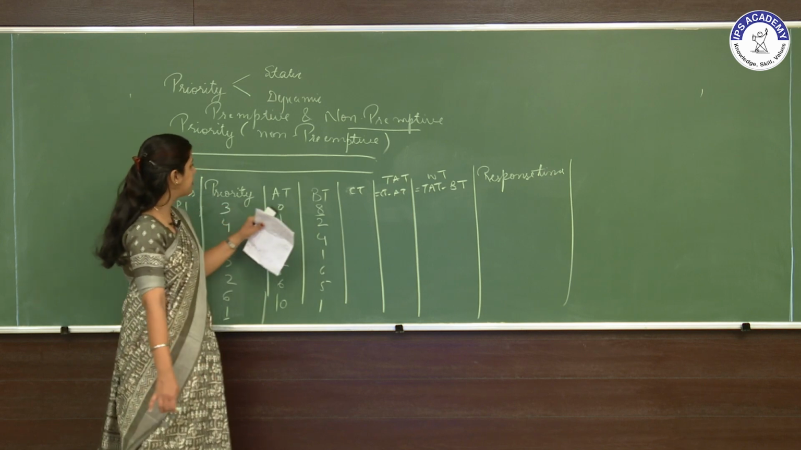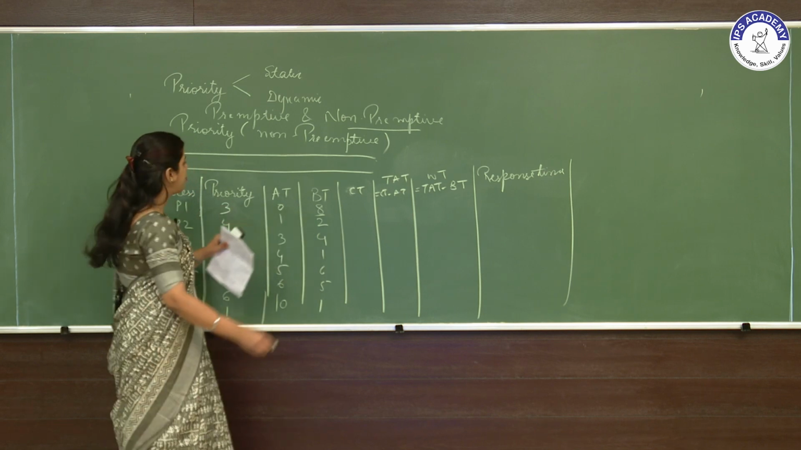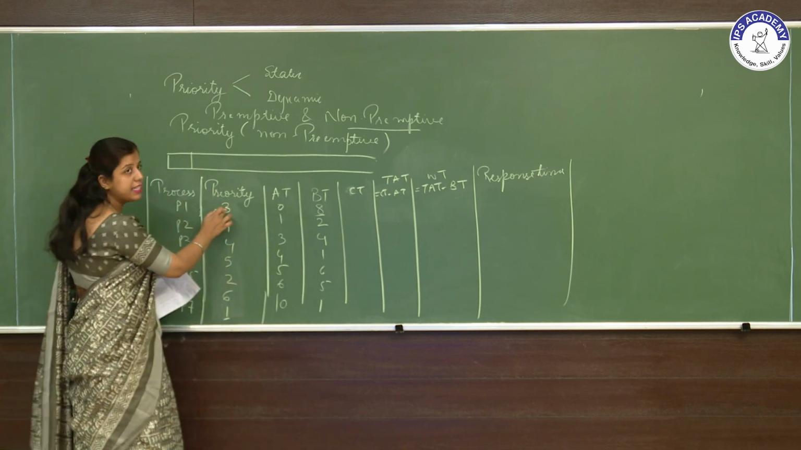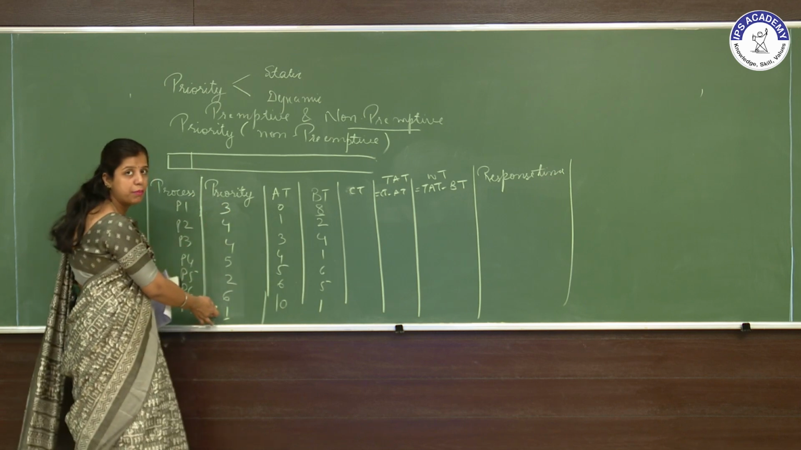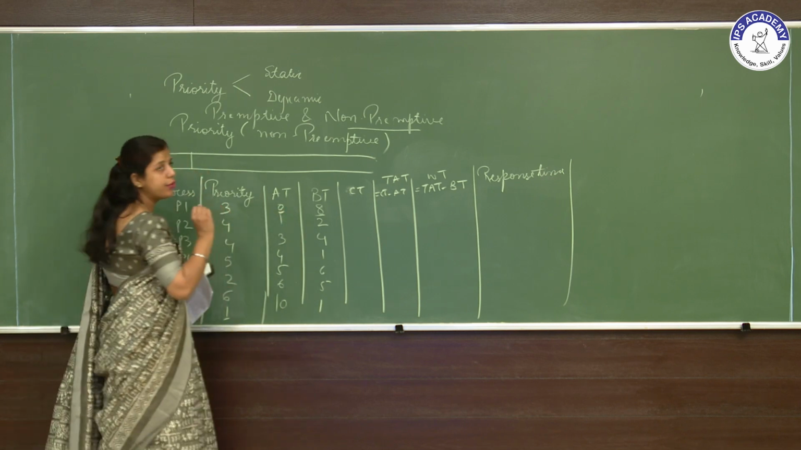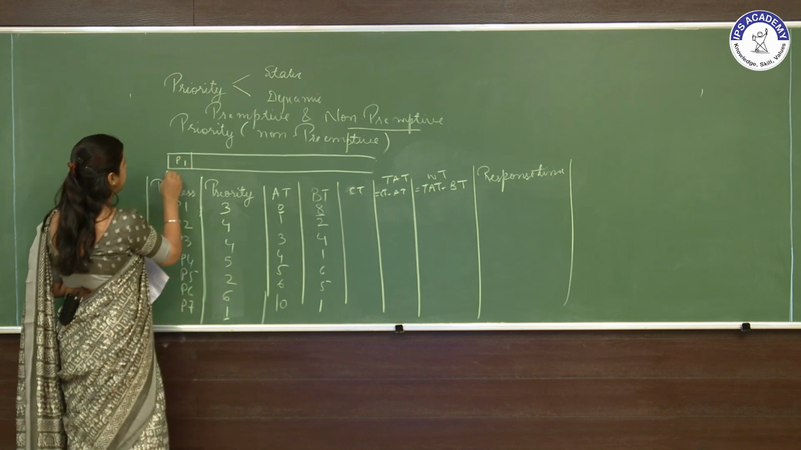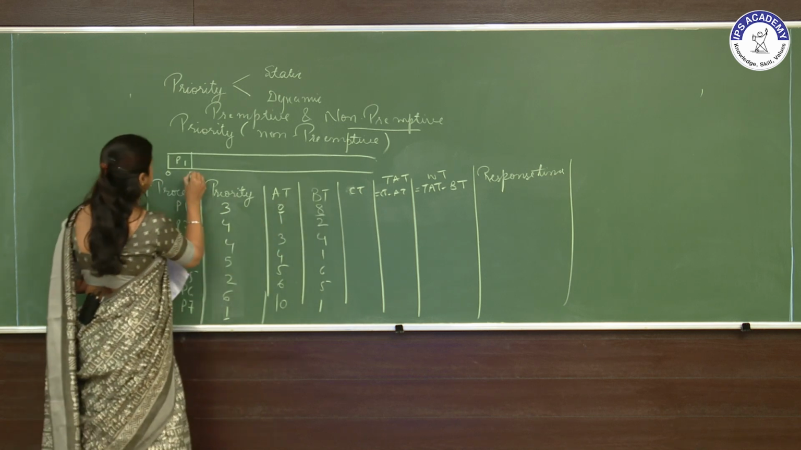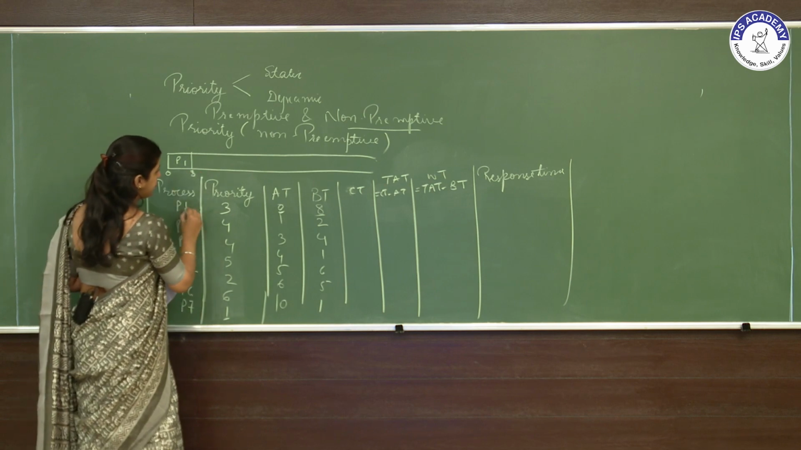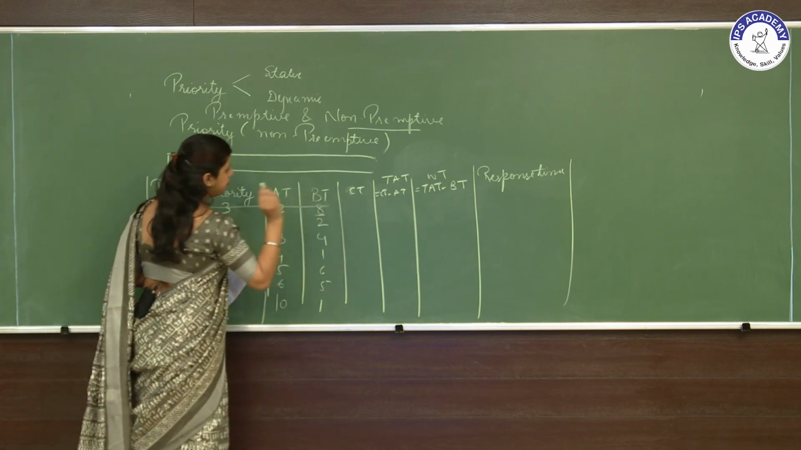P1's arrival time is 0. Its priority is lower than P7, but its arrival time is 0, so the CPU will not remain idle in this case. So P1 will execute till 8. Okay, so we will cut this.